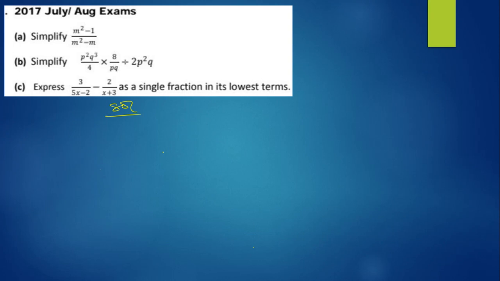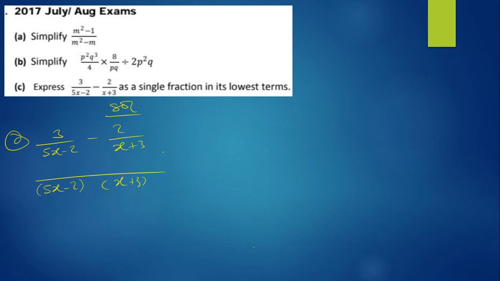So for C, express x plus this as a single fraction in its lowest term. So you're having 3 over 5x minus 2, minus 2 over x plus 3, like that. Over. So here you need to find a common denominator. You need 5x minus 2 and x plus 3 to go without leaving a minus. So here you can just drop this same thing you're having down there. So x plus 3, like that. And then this will go with that, and then that will go with that. So you're going to have 3 like that, going with x plus 3 like that, minus. Then you're going to have 2, 5x minus 2 like that.